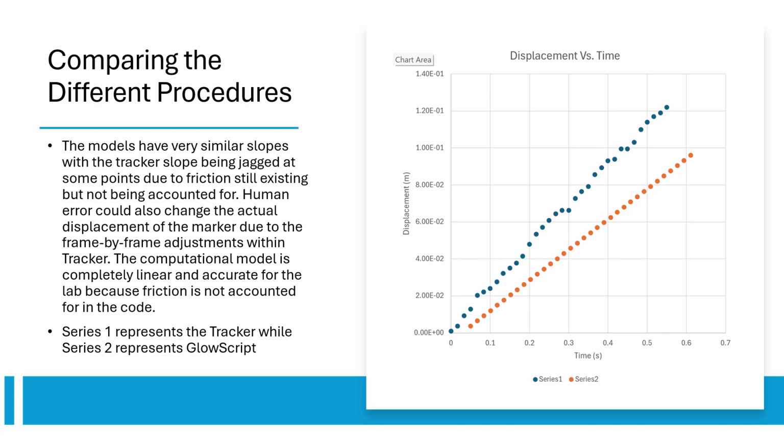Series 1 here represents Tracker, while Series 2 represents GlowScript. So there are minute differences because of how small the displacement scale and time scale is, but they are still very noticeable in the graphs.